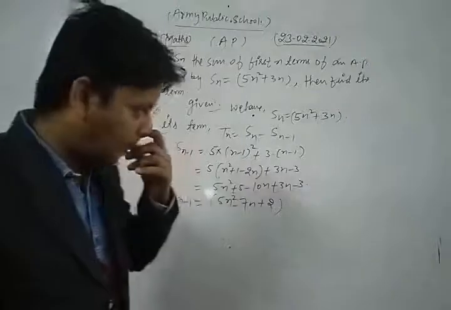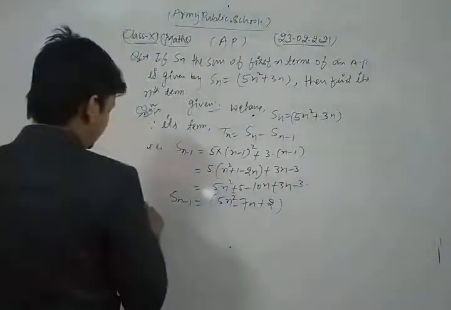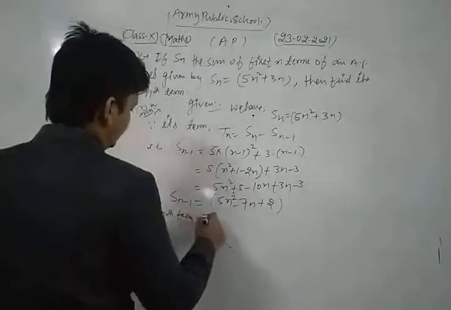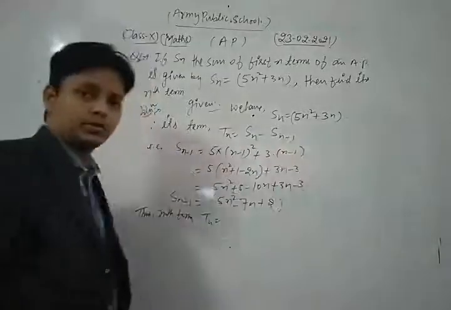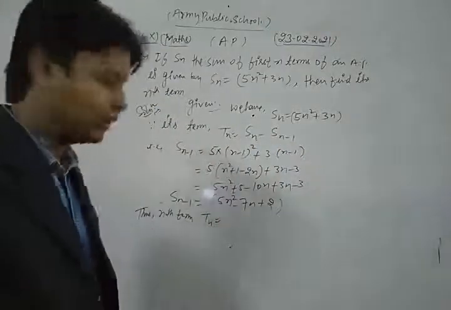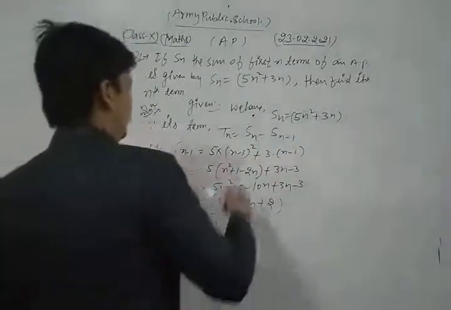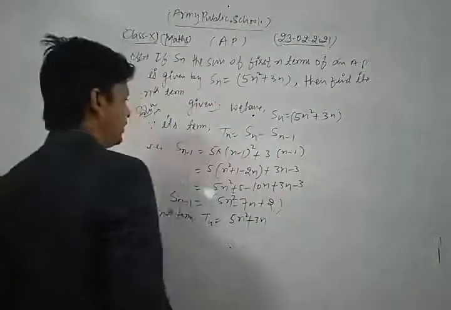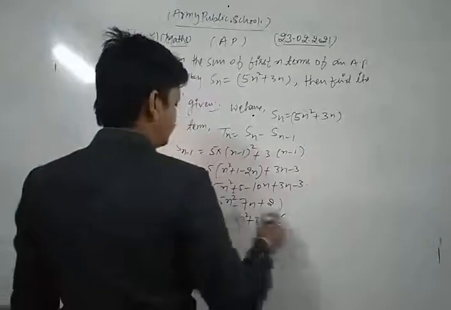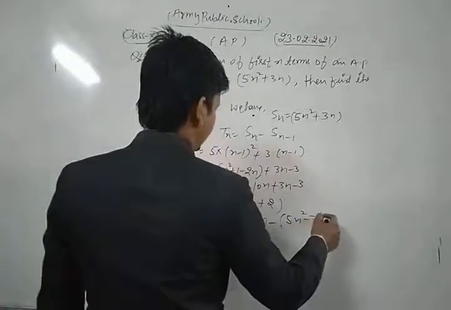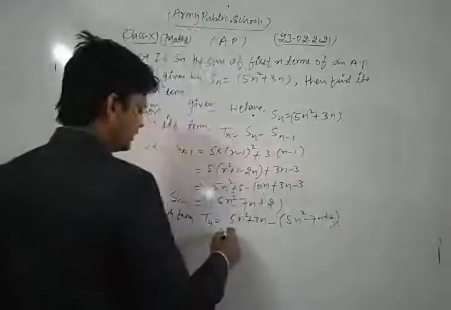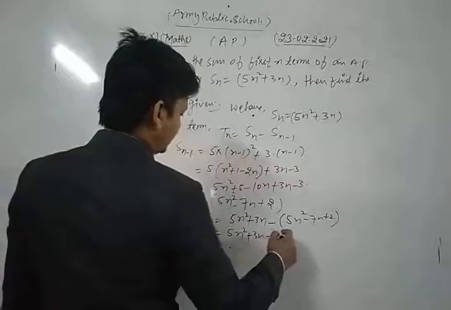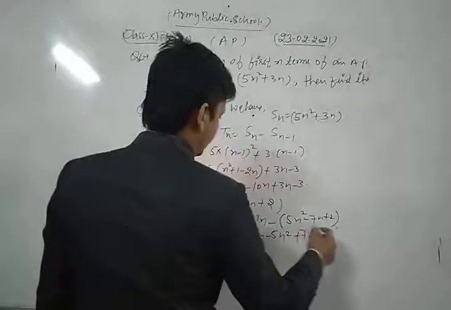Okay, dear students. Now, thus the nth term is Tn. We put the value of Sn and Sn minus 1 in the given formula, so we get Tn is equal to the value of Sn, which is 5n square plus 3n, minus Sn minus 1, that is 5n square minus 7n plus 2. Now we break the brackets. This is 5n square plus 3n minus 5n square plus 7n minus 2.